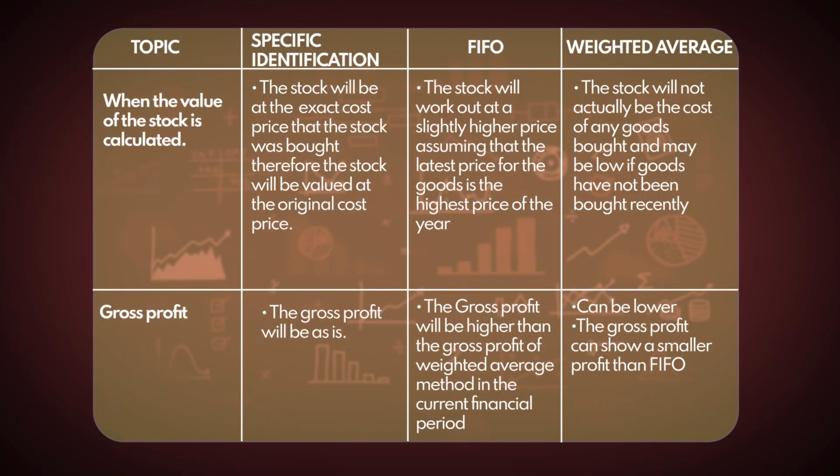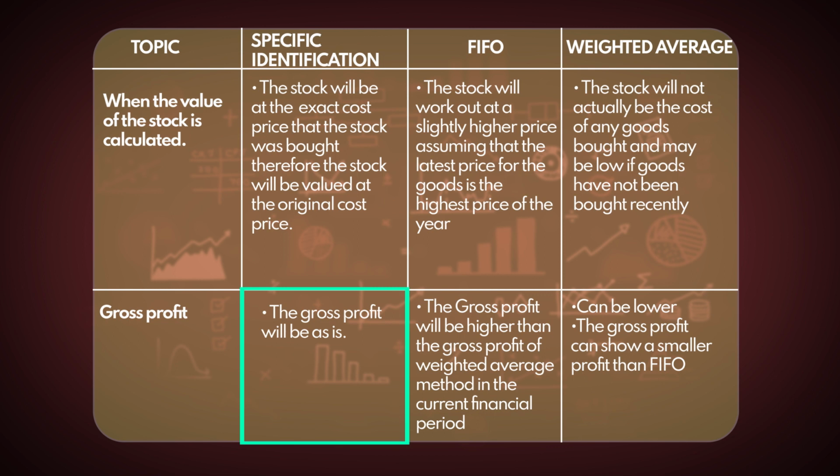When the value of the closing stock is calculated using specific identification, the stock will be at the exact cost price that the stock was bought. Therefore, the stock will be valued at the original cost price. Using the first in, first out method, the stock will work out at a slightly higher price, assuming that the latest price for the goods is the highest price of the year. And with the weighted average method, the stock will not actually be the cost of the goods bought and may be low if goods haven't been bought recently.